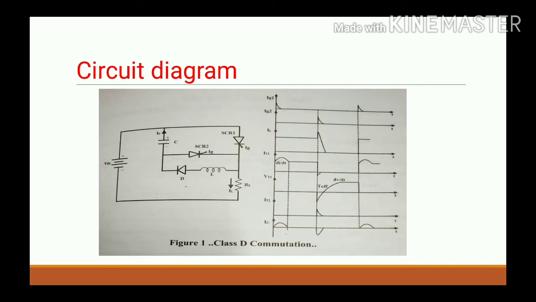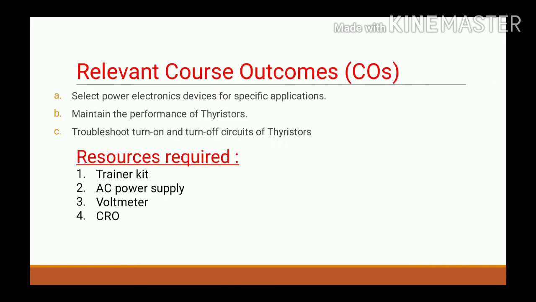Before going to the circuit diagram, we have some information about the class D, class E and class F commutation. In a class D commutation, this is also known as an auxiliary commutation. The source of commutation voltage is in the commutating capacitors. The load current flows through the main SCR, and the auxiliary SCR is used for initial charging of the commutating capacitor and to turn on the main SCR. Reverse voltage across the capacitor is used to turn off the main SCR.